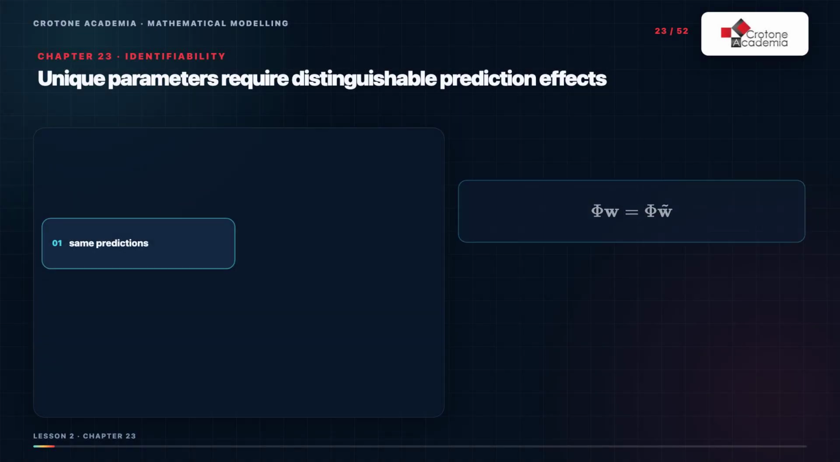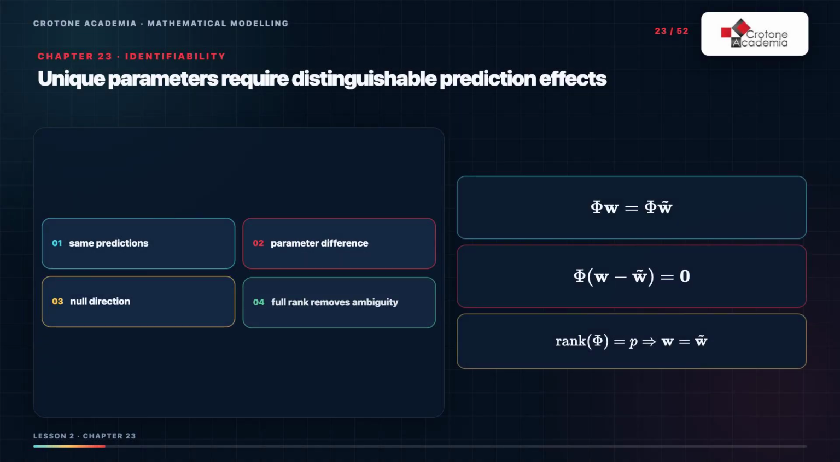A parameter vector is identifiable when the observations and chosen model determine it uniquely. Suppose W and W tilde produce exactly the same predictions. Subtracting gives phi times their difference equals 0. If phi has full column rank, the only parameter difference producing 0 is the 0 vector itself. Therefore, W equals W tilde. If rank is deficient, a non-zero difference can hide in a null direction and predictions remain unchanged. This is why full column rank gives parameter identifiability in the exact linear-in-parameters model.